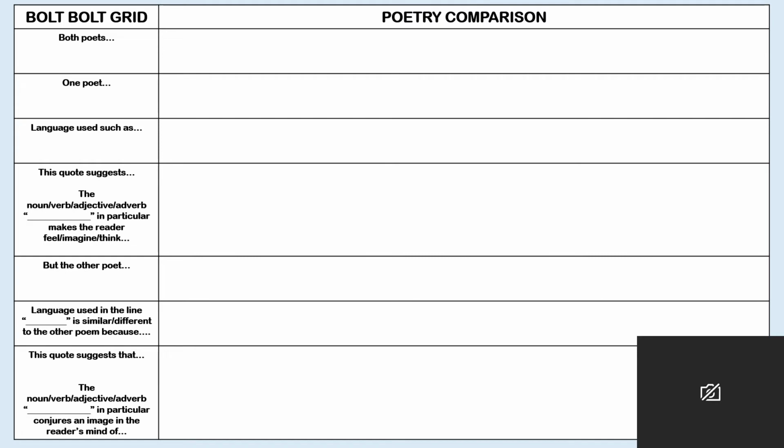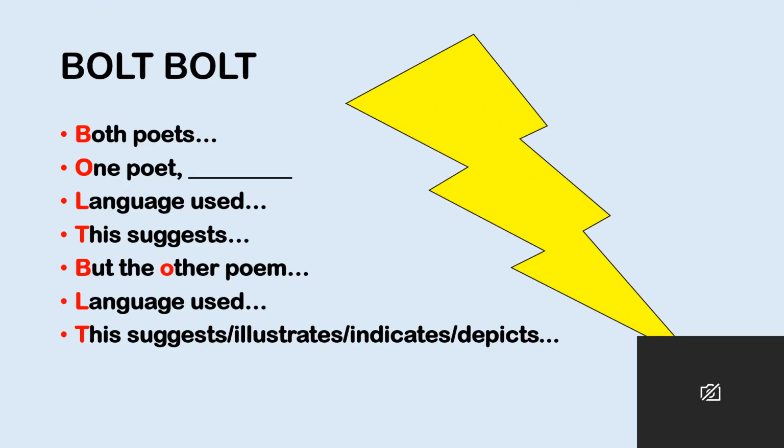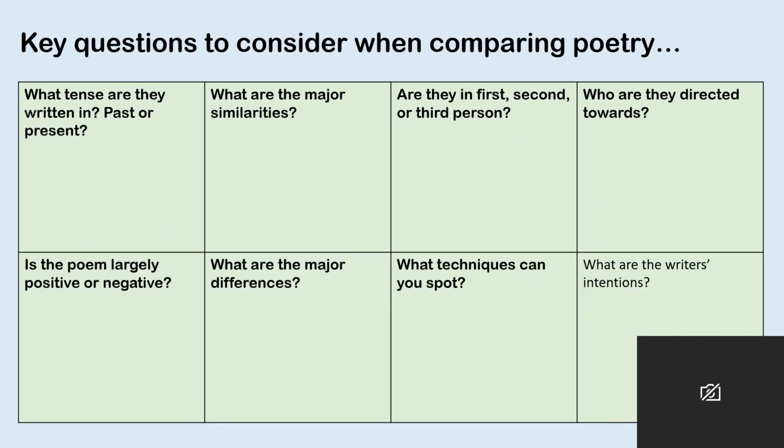These are the sentence starters you want to use. If you want to have a go at one of these in 2 poems I'll show you shortly, you can press pause on this and just get the sentence starters. Essentially, it's BOLT. So both poems, one poet, language used, this suggests, but the other poem, language used, this suggests. And then finally, these are just some key questions to consider when comparing the poetry.